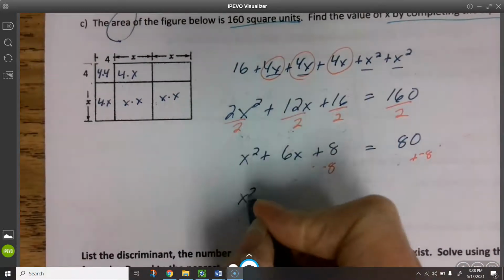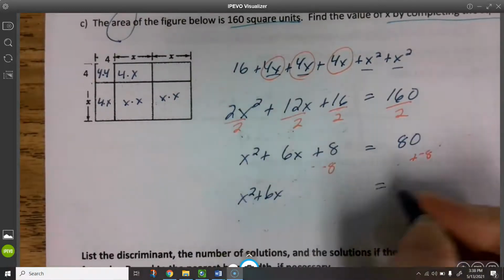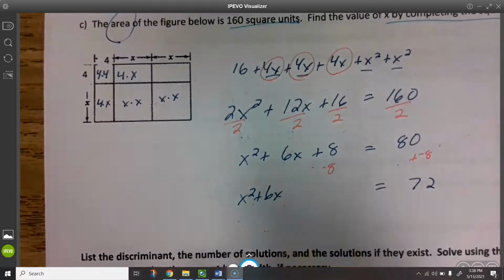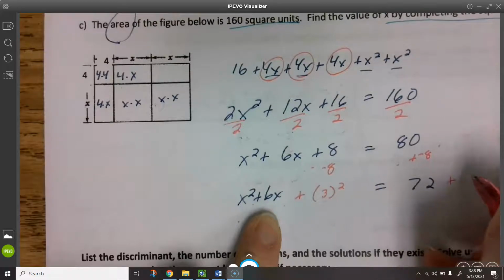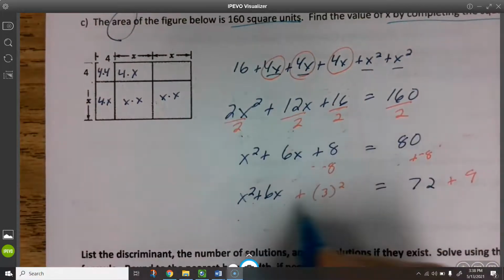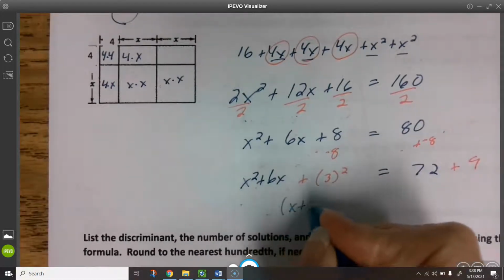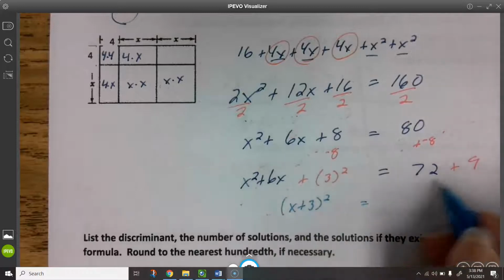So I have x squared plus 6x is equal to 72. I'm going to take half of b, which is 3, and add 9. Take the factor of this perfect square trinomial. Combine here.